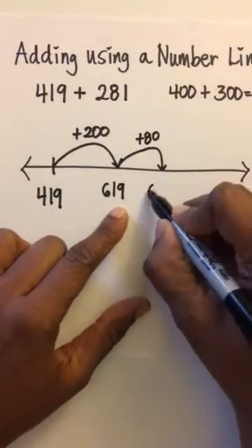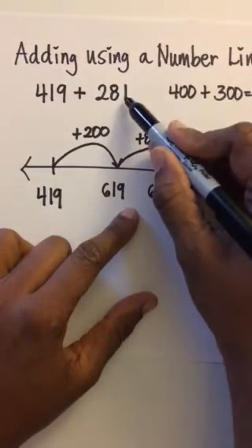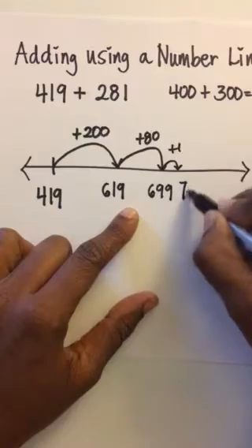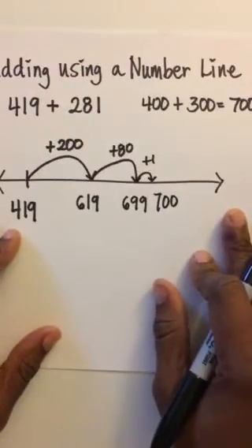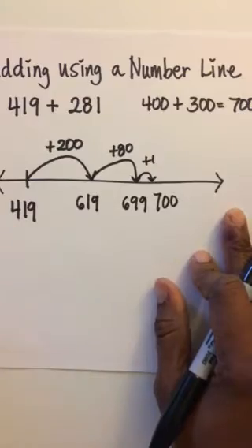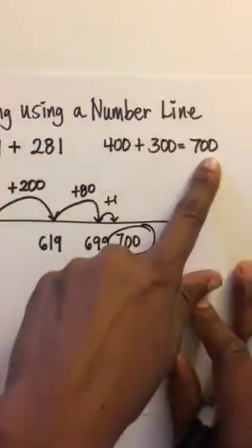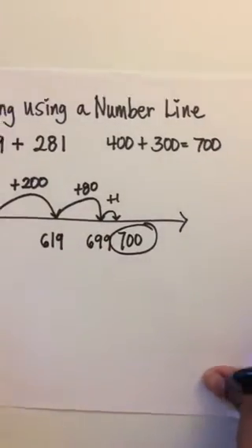619 plus 80 is 699. And then I simply need to add the 1, which is actually worth 1, and that gives me 700. So 419 plus 281 gives me 700. 700 is exactly my estimate, so I know I'm probably correct.